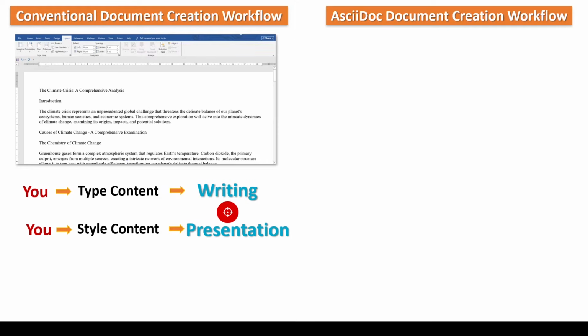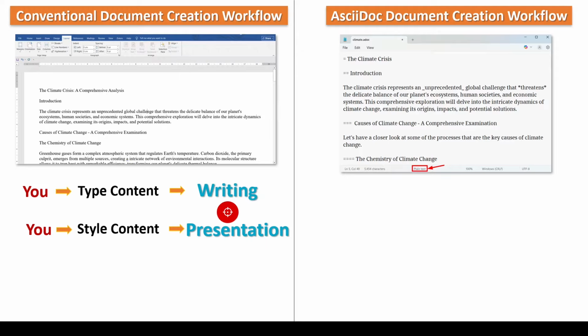The typical AsciiDoc document creation workflow is quite different. You don't need any special software. You just open your text editor. In this particular case, you are seeing Notepad. You start typing in your content in your text editor and keep inserting AsciiDoc markup elements or tags wherever you desire a specific type of formatting. I'm going to show this shortly.